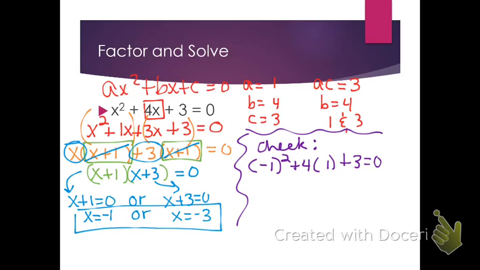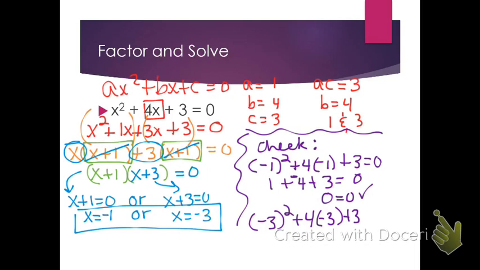to check that answer. And I get 0 equals 0, so that works. And then I'll plug in the -3. And I get 0 equals 0, so they both work. I know my answer is correct.